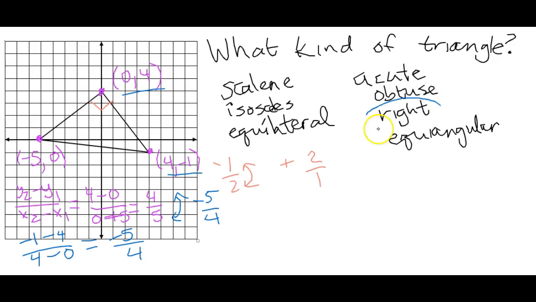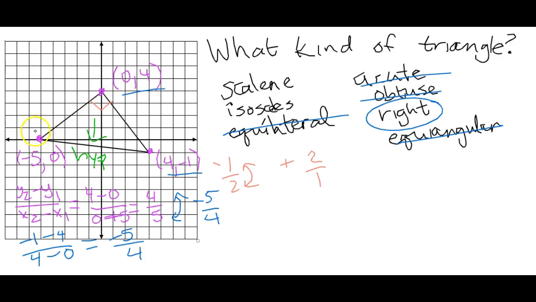That means it's right, so it can't be acute, obtuse, or equiangular. And if something's equiangular, that's the only way it can be equilateral, so we actually do get to cross off equilateral. Now we have to decide between scalene and isosceles. Scalene means all three sides are different. Isosceles means two sides are the same. On an isosceles triangle, the hypotenuse cannot be one of the two sides that are the same, though. The hypotenuse is across from the right angle.